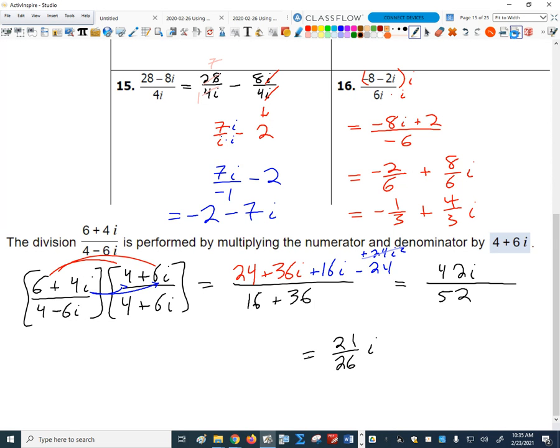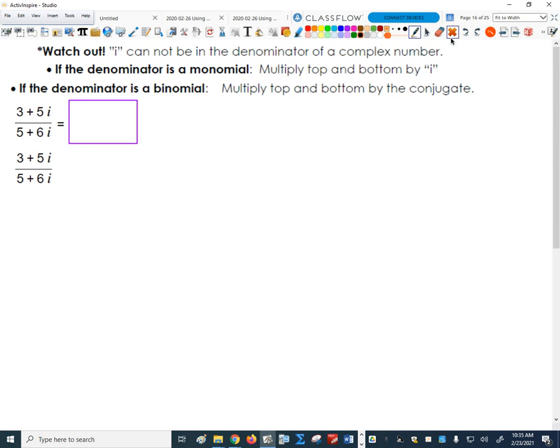Okay, let's try another. So what about this guy? Here we're going to multiply top and bottom this time by the complex conjugate of the denominator, right? Okay, so that's going to be 5 minus 6i. And then what's that going to give us? So on the bottom, we're going to get 5 squared plus 6 squared.